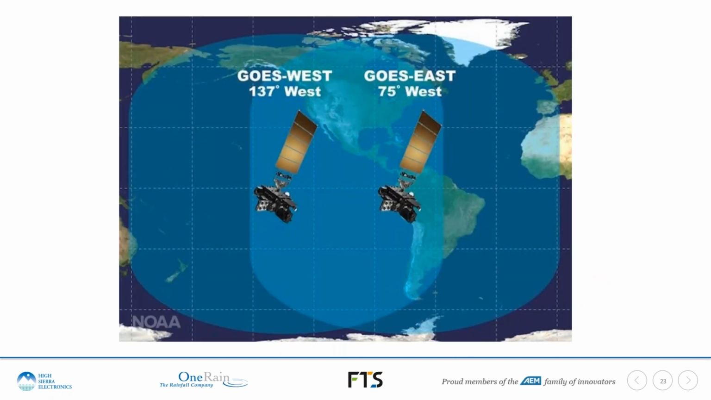I also grabbed this image, giving you an indication of the coverage of the GOES West and GOES East satellites. You can tell from these two satellites, there's great coverage of North, Central and South America, and a little bit of some of the other countries, but some other countries also have their own satellite systems that work similarly to GOES.